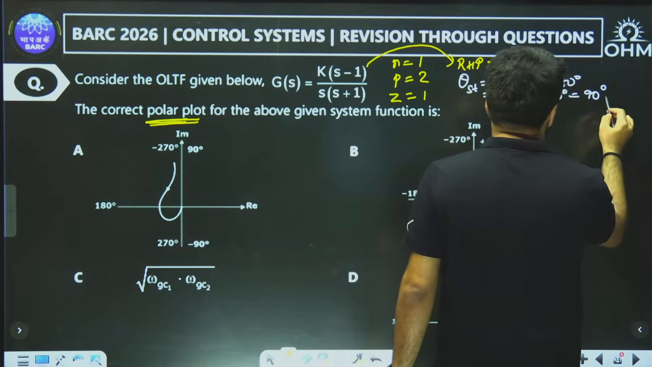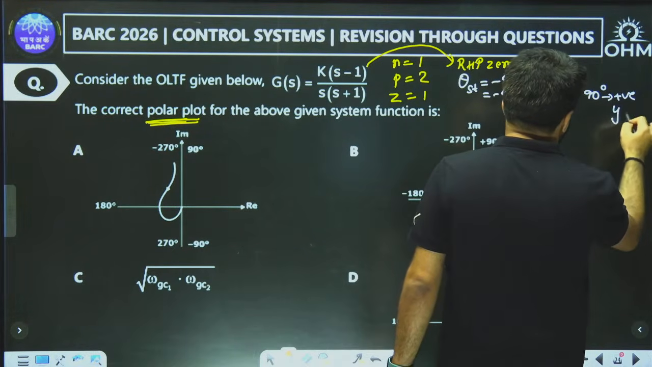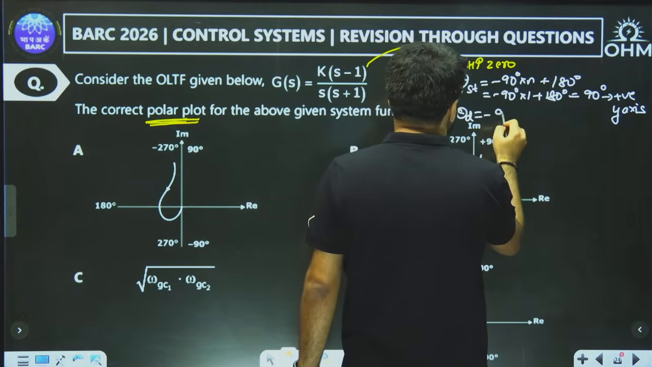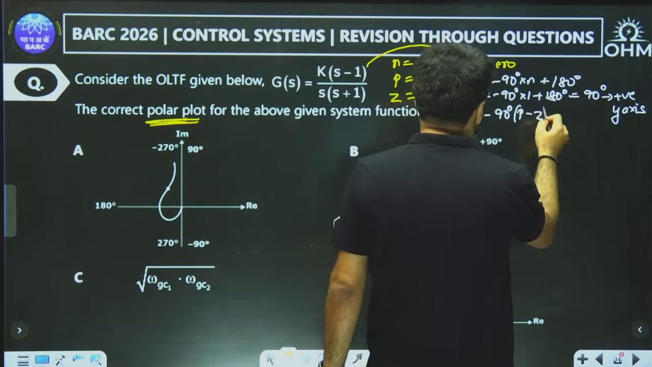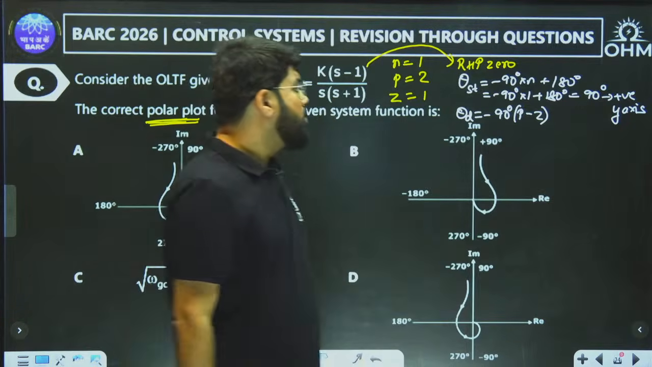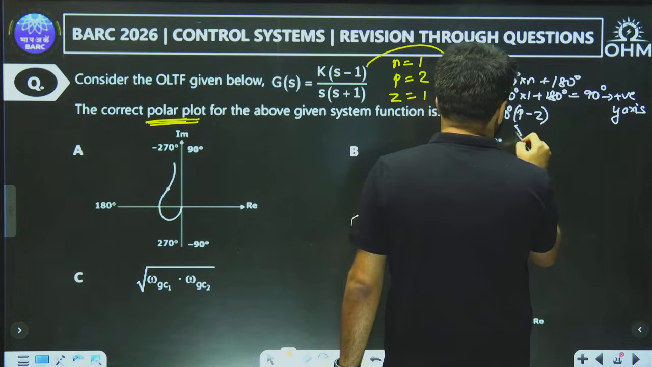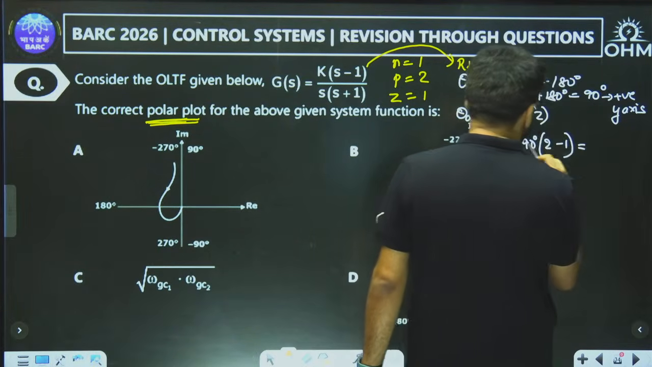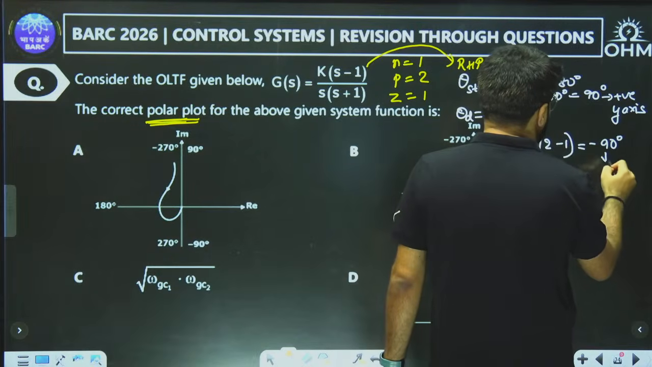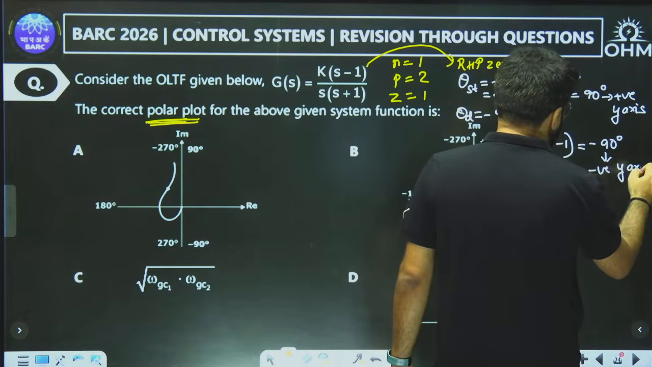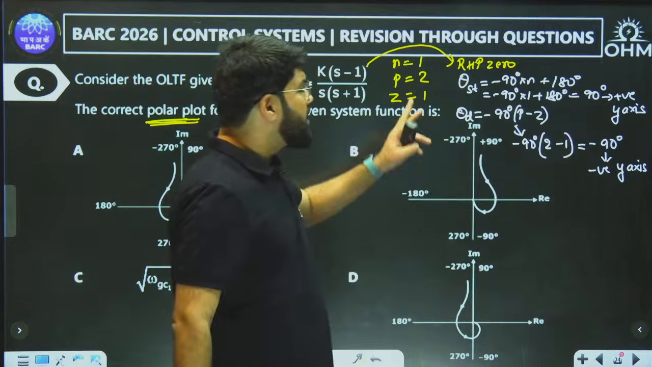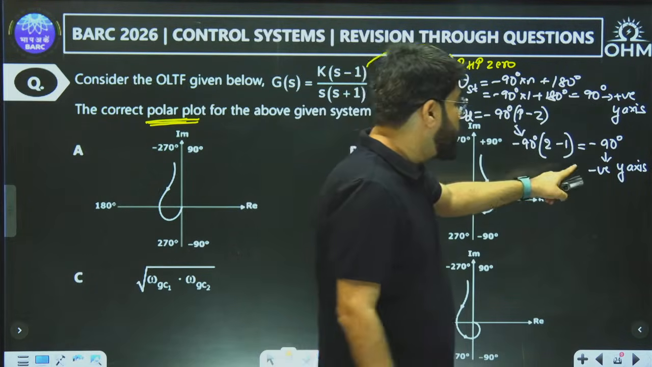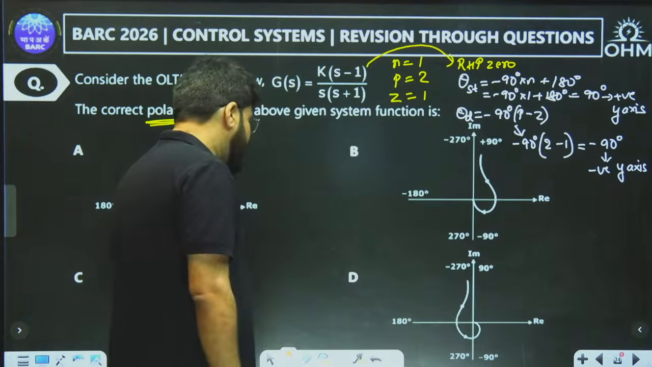Now what is plus 90? Plus 90 means positive y-axis. Then what is theta d? Theta d is minus 90 into (p minus z). That is not affected by an RHP pole or zero. Minus 90 into total number of poles 2, total number of zeros 1, so this is minus 90. What is minus 90? Minus 90 means negative y-axis. So a polar plot should start towards the positive y-axis and dive into the origin. When you touch the origin, you should be touching along the negative y-axis.